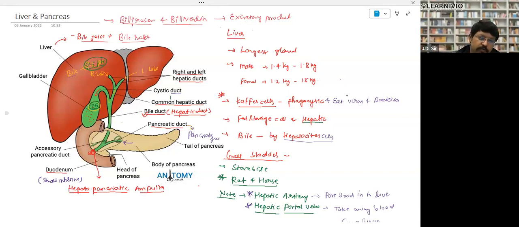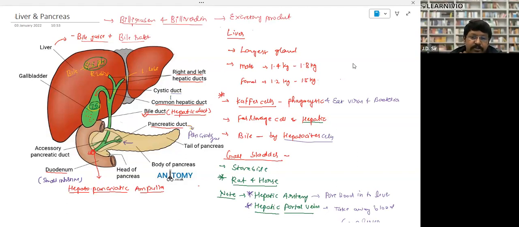One more thing. The pH value of bile. So liver secretes bile juice plus bile salt. Liver secretes two things: bile juice plus bile salt. And along with that, it secretes bilirubin and biliverdin. They are the excretory product, right? So liver is the largest gland. In male, this is 1.4 to 1.8 kg. In female, 1.2 to 1.5 kg. So the size of the liver is smaller in female.